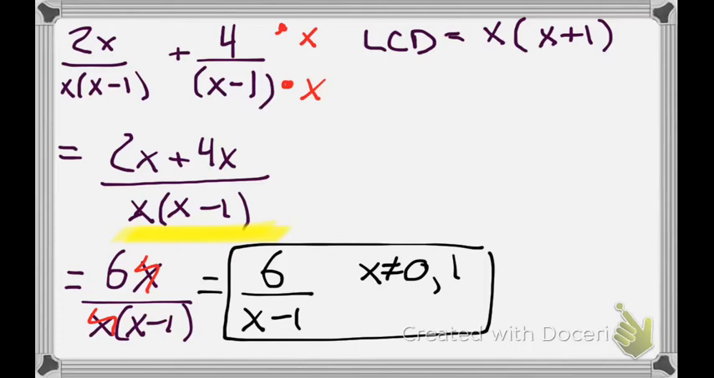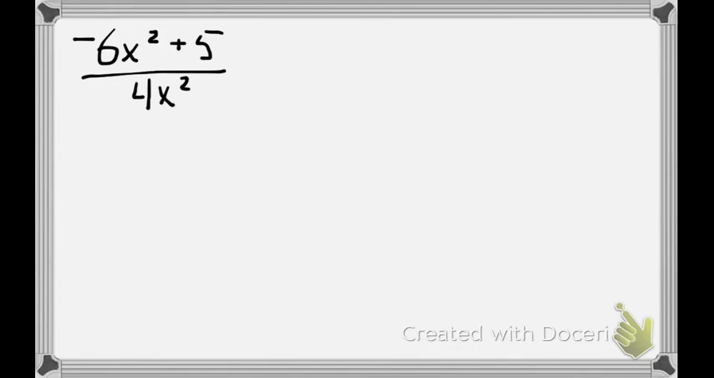So if I look at something a little bit different, something else I could do maybe is like this one here. I have negative 6x squared plus 5 over 4x squared plus 3 over 6x.